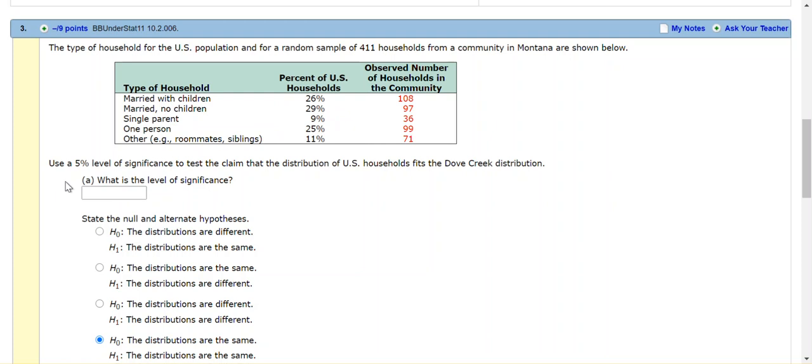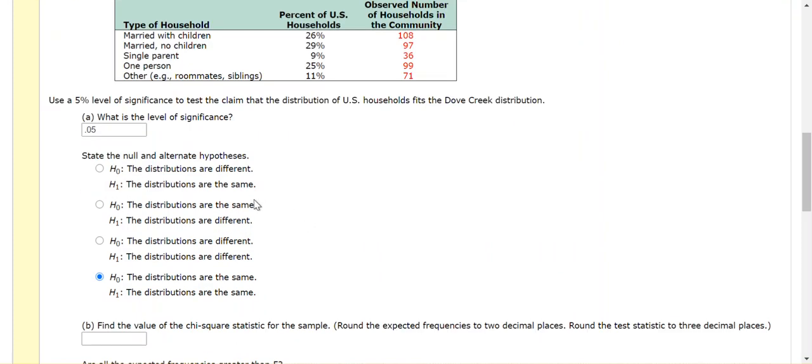Okay, so let's actually work through this problem, part A. What's the level of significance? Well, this says use a 5% level of significance, so that is 0.05. And state the null and alternative hypothesis.